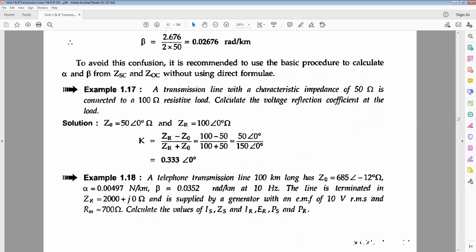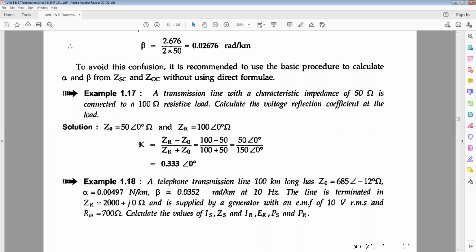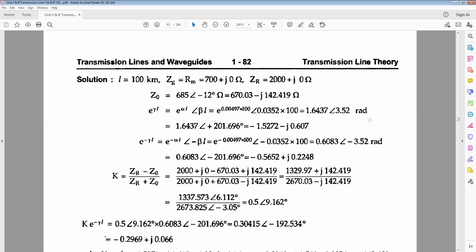So this also we have: a telephone transmission line 100 kilometers long, where Z0 is given, alpha is given, and beta is given. At the frequency of 10 hertz, the line is terminated in ZR and is supplied by a generator with an EMF of 10 volts RMS value, and RS is equal to 700 ohms. Calculate the values of IS, ZS, IR, ER, PS, and PR. It has so many things.